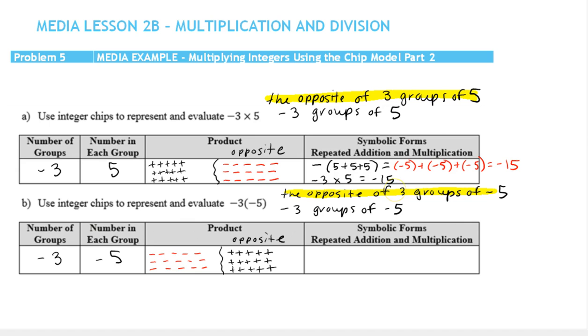So let's write this as both repeated addition and multiplication. So we have the opposite of 3 groups of -5, so that's like this form. Take the opposite and add up negative 5 3 times, or find this result and take the opposite, and notice we found that this was equivalent to 3 groups of positive 5, or 5 plus 5 plus 5. In both cases, our end result is 15 positive chips. So, negative 3 times negative 5 is 15, or positive 15.